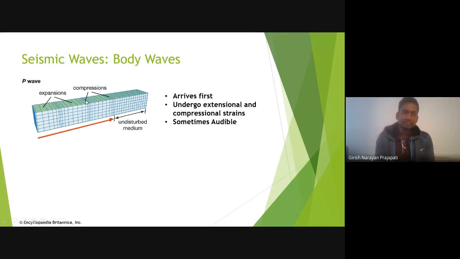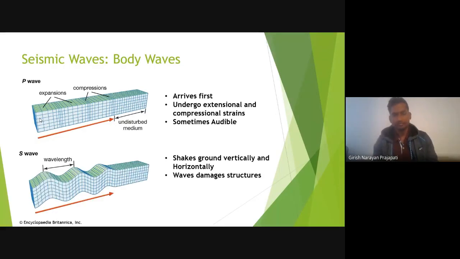So this is the wave. The primary wave is the first wave to arrive after the earthquake. This is the first seismic wave. It undergoes extensional and compressional strain, and sometimes you can hear it, like if you are near the fault surface. The second is the secondary wave. The secondary wave generally moves in both horizontal and vertical directions, or we can say it oscillates at a right angle, and it generally damages structures. This secondary wave damages structures more than the primary waves.